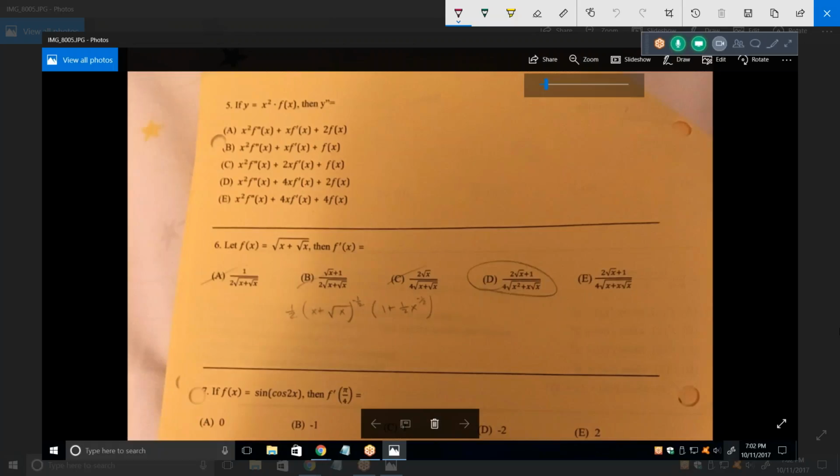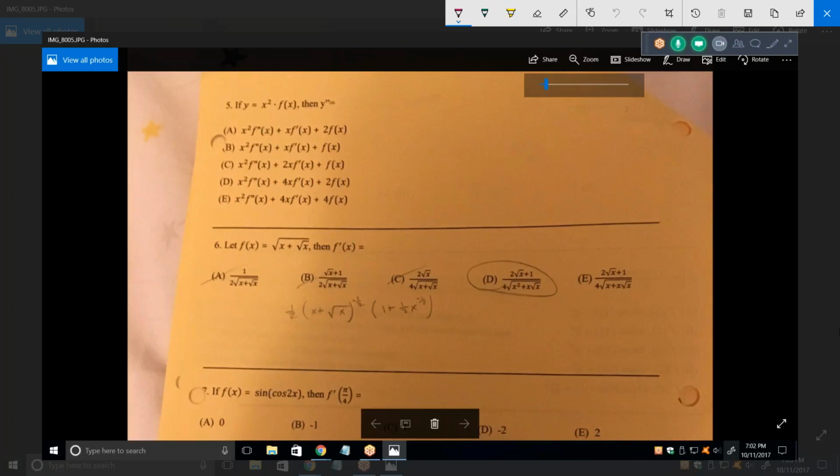If y equals x squared times some function of x, then y double prime equals what? Am I reading it properly? Yeah, so I don't know what to do there. Okay. Well, let's use the product rule and figure out the first derivative. Then whatever we get, we're going to figure out the second derivative.